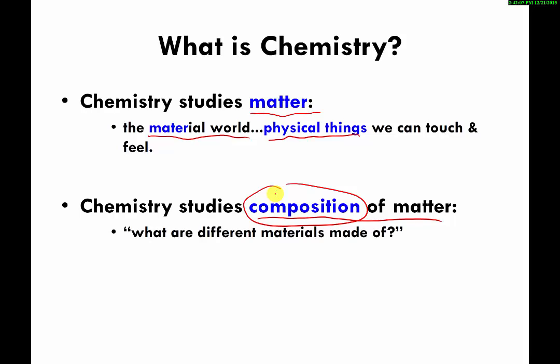As an example, what are different things made of? If you have a computer mouse sitting next to you, a chemist might be interested in knowing what types of plastics went into it, what types of electronics went into it. If you have a cup of coffee, a chemist might be interested in knowing what things go into making a cup of coffee. Obviously, there's a lot of water, but there are other things that go in there too. So chemistry is interested in knowing what things are made of.